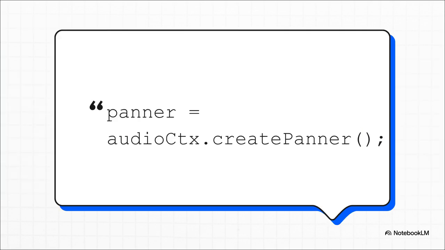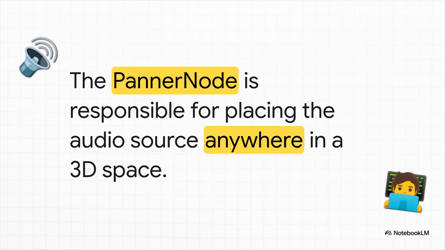And the absolute key to that whole audio chain, the star of the show for the sound, is created with this one line, the panner node. This is the piece of the puzzle that does all the heavy lifting and complex math for 3D audio. Really, the best way to think about the panner node is like having a tiny virtual sound engineer living inside your browser.